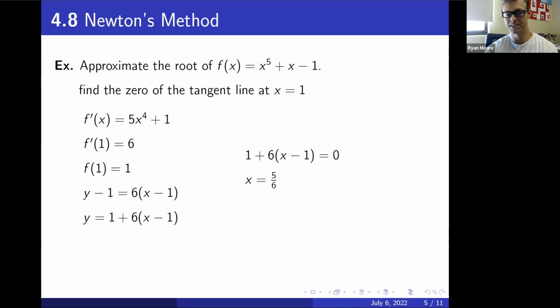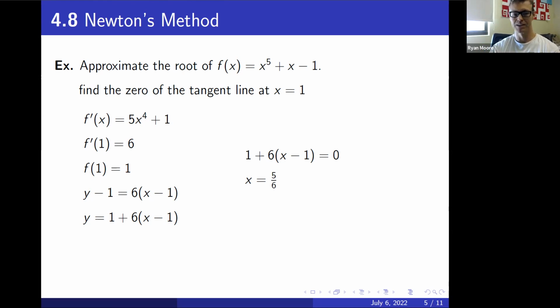So we've got 1 plus 6 times x minus 1 equals 0. Solving for x, I'll let you guys check my work. It turns out to be x equals 5/6. Hey, not bad. 5/6, and we saw the graph a second ago. That's a pretty good approximation for the root of our function.